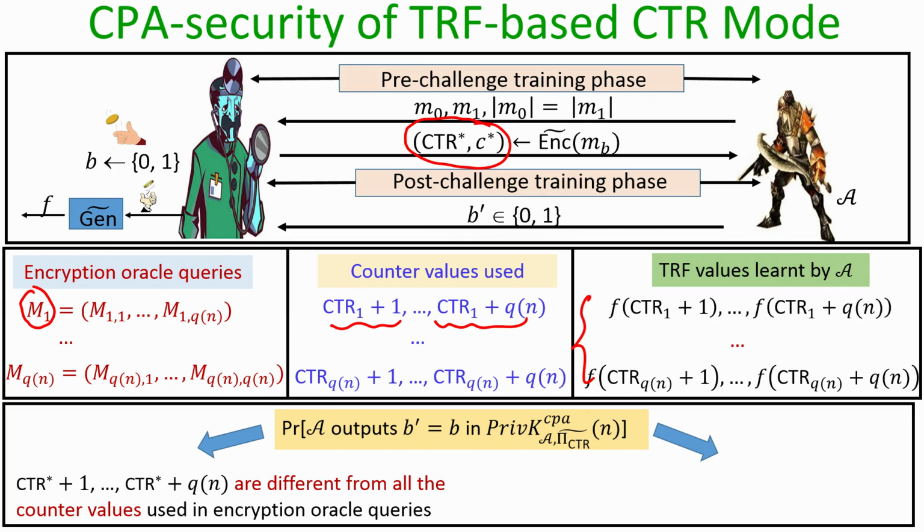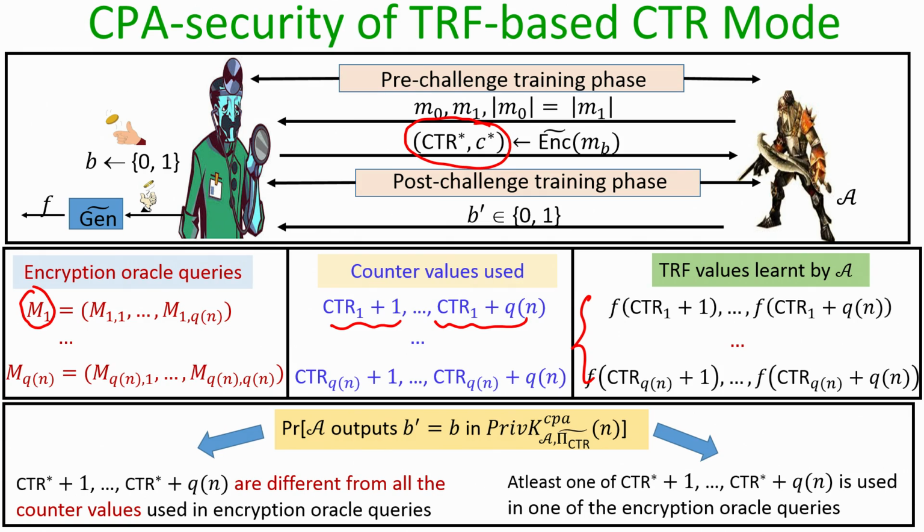So, consider the first case, when the counter values which are used to prepare the challenge ciphertext C star are different from all the counter values which have been used to respond to the encryption oracle queries raised by the adversary. That is the first case.